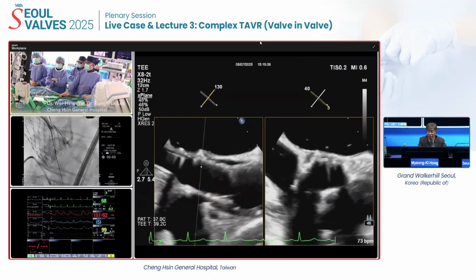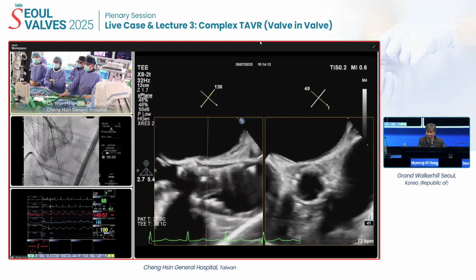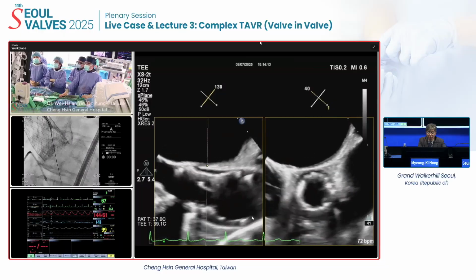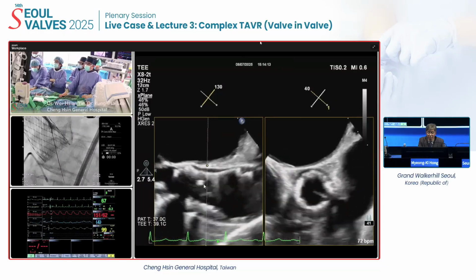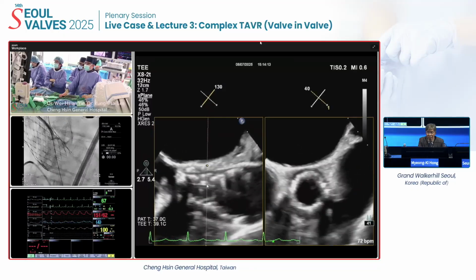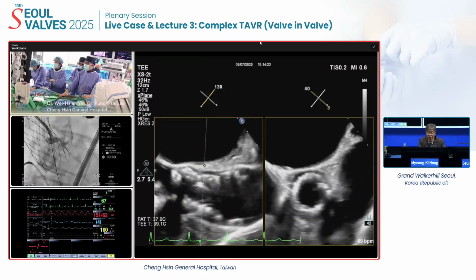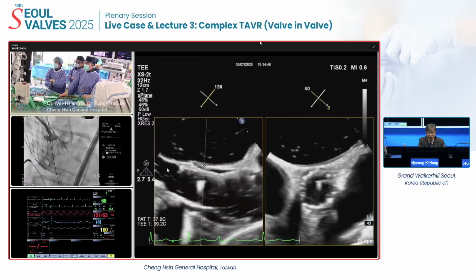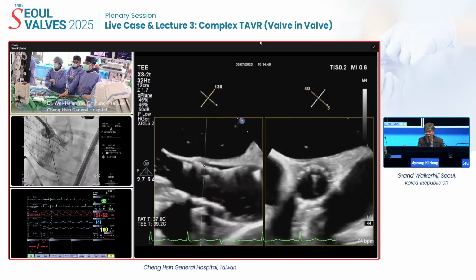Can everyone hear me? Yes. Okay. So we use the long axis view and use the X-plane technique. And you can see that we isolated this valve's left cusp, and we identify the catheter in the left cusp. And after they puncture through, we also found the wire shown at the LVOT. Can you see that? Yes.